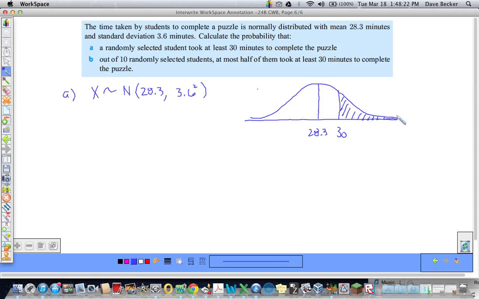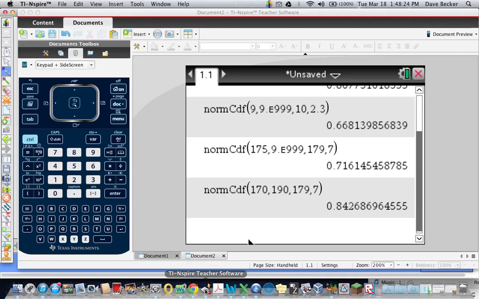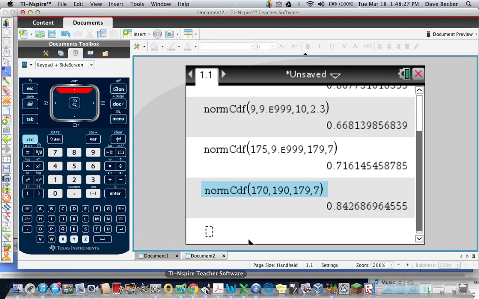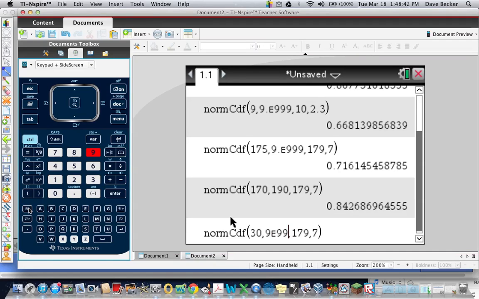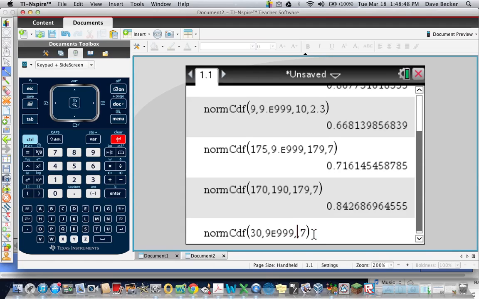Now this is as x goes to infinity, and we can't do that, remember. But what we can do is approximate infinity. And so we'll start with our lower bound, which is indeed 30. Then we'll approximate infinity by using the largest number possible on this calculator, which is 9 times 10 to the 999th power. And then we plop in our mean, which was 28.3, I think. Is that right? Let me check. Of course it's right. How could I possibly be wrong? And then our standard deviation is 3.6.